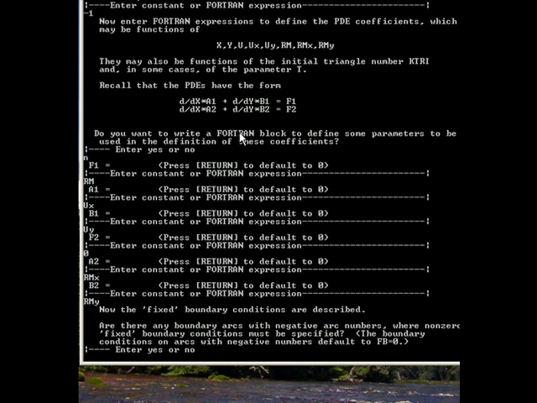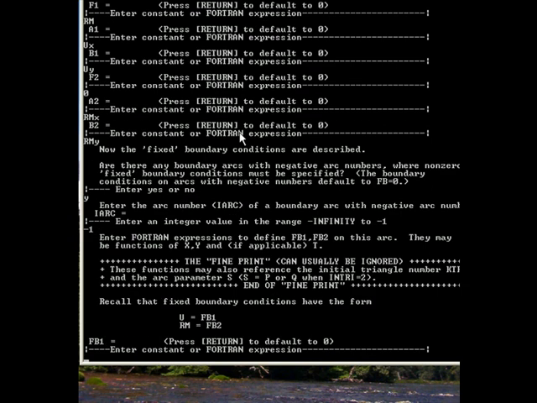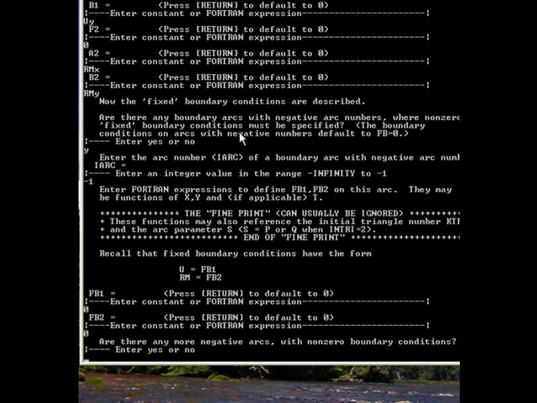The fixed boundary conditions: do you have any fixed boundary conditions? Yes, at the top and right-hand side, those are both arc numbers -1. And what is u and what is m? They're both 0. So FB1 and FB2 are 0. And actually, I could have just defaulted that. I could have said no, I don't have any. The default is 0. If I said no, anything with negative arc number is going to default to u and m equals 0. So no, I don't have any more. Well, I really had 2, but I'm calling them both -1.